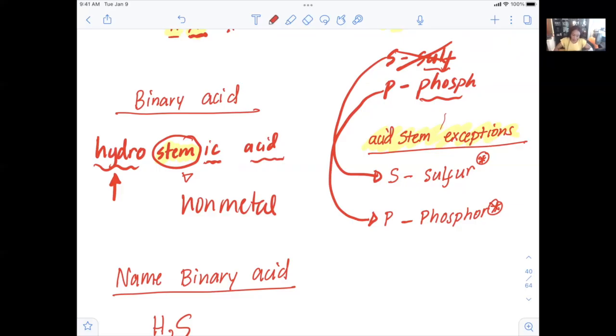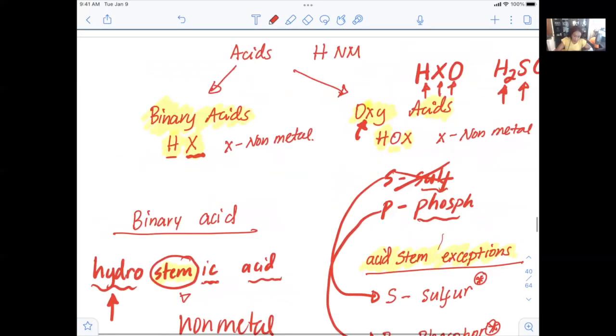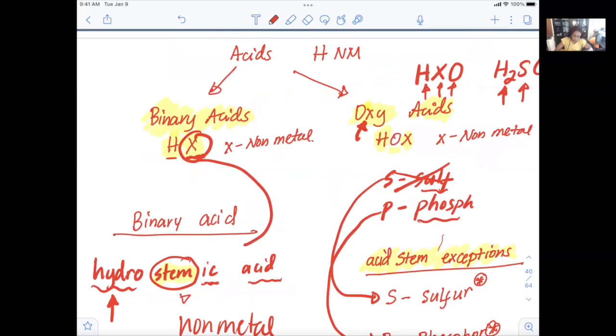Okay, so phosphor. Other than that, remember, the stem words you're using here, these 10 words, are for the other nonmetal, not for hydro. The hydro part was already represented here. Hydrogen was represented in hydro. For the other nonmetal, you use its stem word and then add the part ic acid.